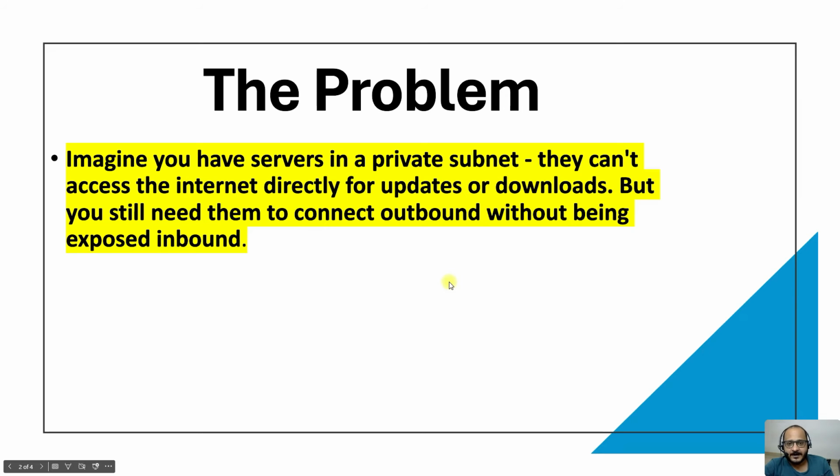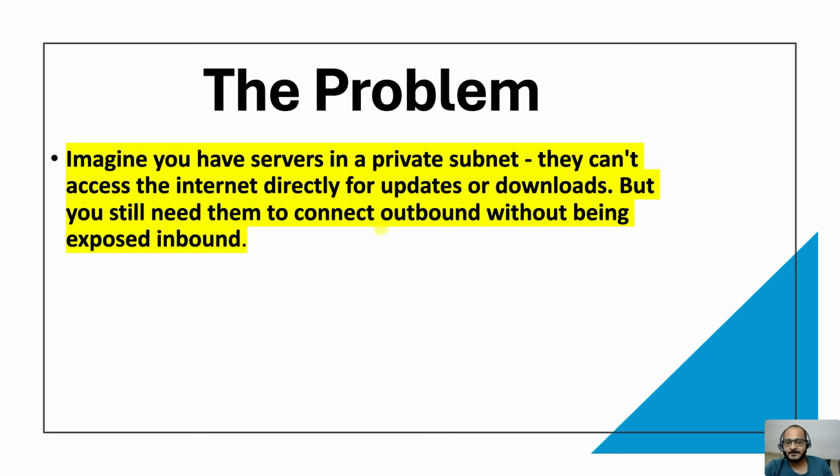Before moving to NAT gateway, first we will understand what problem this particular service is going to fix for us. So imagine you have an EC2 instance in your private subnet and you need to download some packages or software from the internet. But as it is a private subnet, you can't do that. To resolve this problem, we use a NAT gateway.